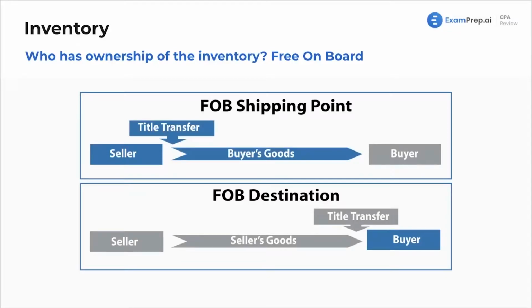FOB shipping point and destination. FOB shipping point, what does this mean if you haven't seen this before? Well, this means the title transfers of the goods at the shipping point. Destination, the title transfers at the destination.